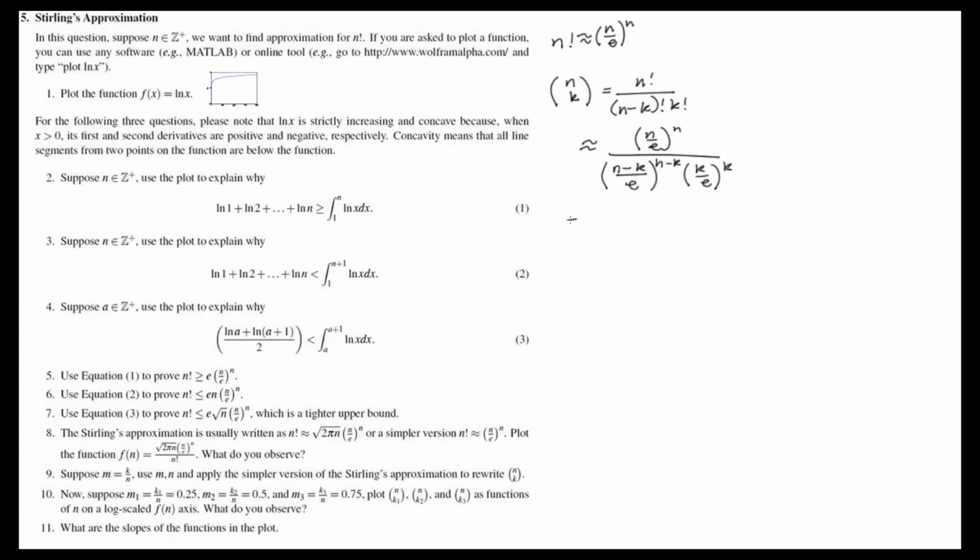So let's simplify this a little bit. This will be n to the n over e to the n, times e to the n minus k over (n minus k) to the n minus k, times e to the k over k to the k. And again, we can further simplify this. e to the n minus k times e to the k is just equal to e to the n. So these terms disappear, and we get n to the n over (n minus k) to the n minus k times k to the k.